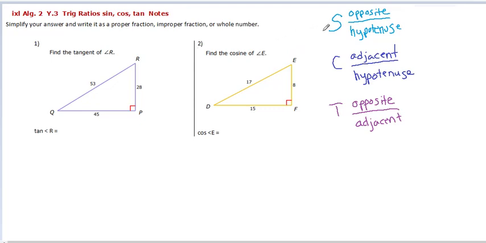And if it's a refresher, this is how you're used to seeing it, is that the sine is a ratio of the opposite leg of the triangle to the hypotenuse. And then we'll go over which one is which in just a second. And the cosine is a ratio of the adjacent leg to the hypotenuse. And the tangent is a ratio of the opposite leg to the adjacent leg.